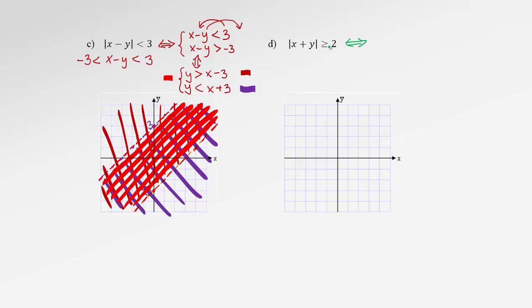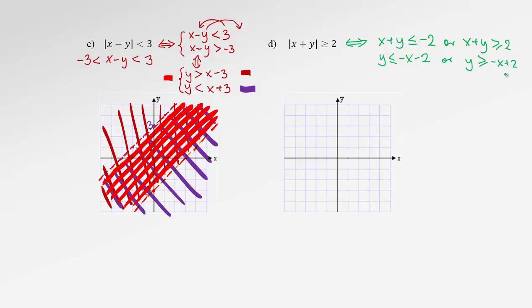Let's rewrite it with no absolute value. So absolute value of something is bigger or equal than 2 if either this something is smaller or equal than -2 or this something is bigger or equal than 2. It's farther than 2 steps from 0. So either to the left, farther than -2, or to the right, farther than 2. And now let's solve each inequality for y to rewrite it in explicit form. So that will be y smaller or equal -x minus 2 or y bigger or equal -x plus 2.